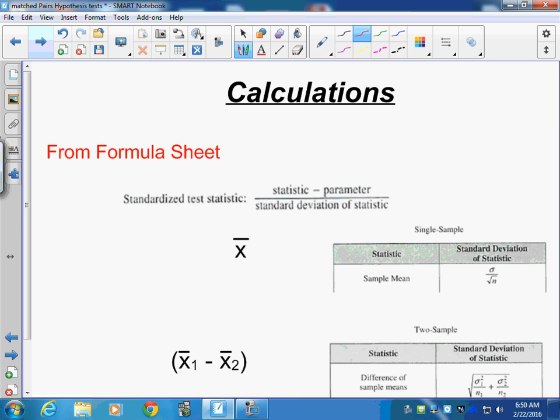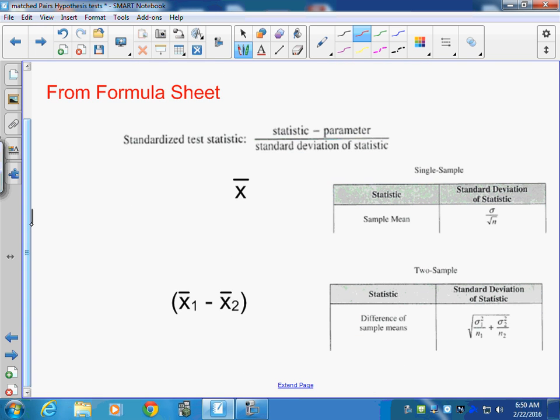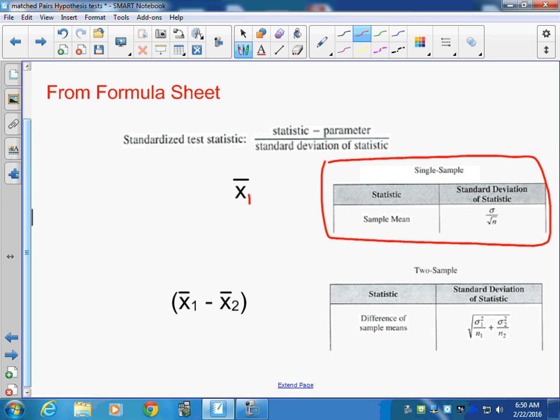Okay, calculations. Once again, we're going to work through our calculations. A matched pairs is a single sample problem. It's going to be the x bar of the differences minus our parameter of 0, divided by the standard deviation of the differences over the square root of n, and this is going to be a t statistic, because we don't know the population standard deviation. We're working based off of our sample standard deviation.